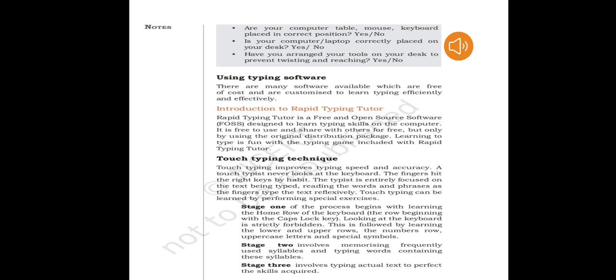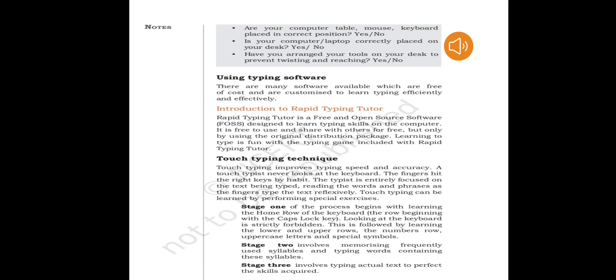Then introduction to Rapid Typing Tutor. So we will be studying one of the software, which is Rapid Typing Tutor. Rapid Typing Tutor is a free and open source software, FOSS, designed to learn typing skills on the computer. It is free to use and share with others for free, but only by using the original distribution package. Learning is fun with the typing game included with Rapid Typing Tutor. So what is Rapid Typing Tutor? It is a free and open source software which is mainly used to learn typing skills on the computer, and it is free of cost and we can share it for free. But what is the condition? That it is the original distribution.